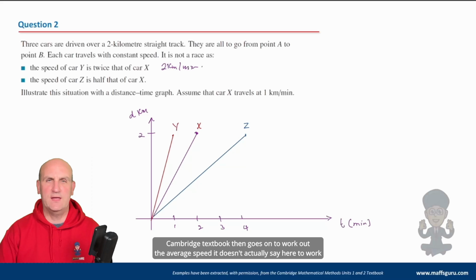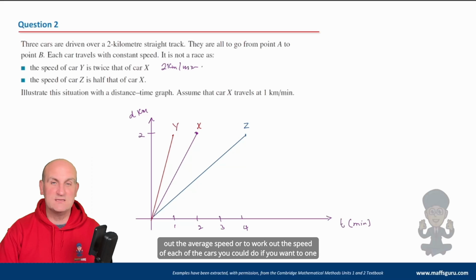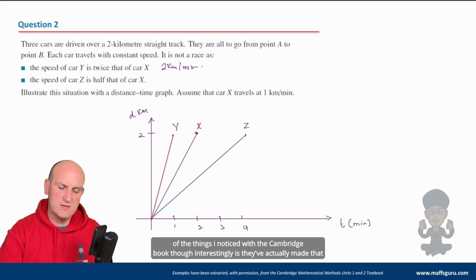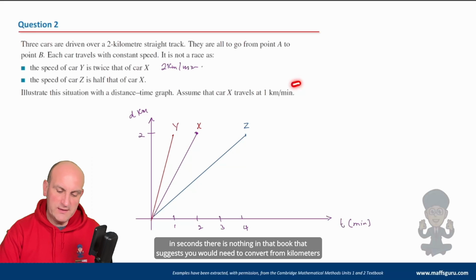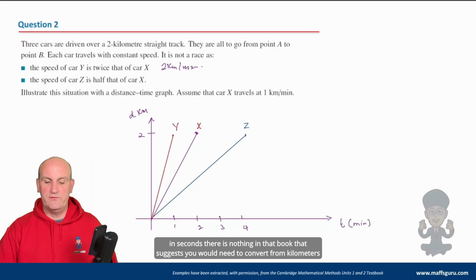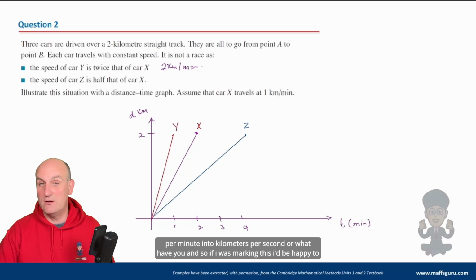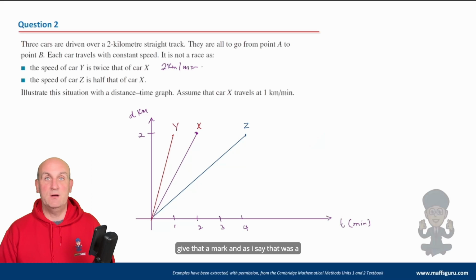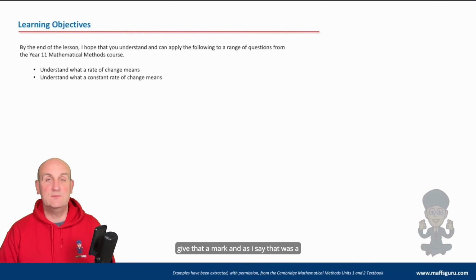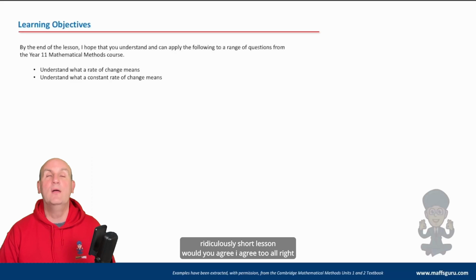Now, the Cambridge textbook then goes on to work out the average speed. It doesn't actually say here to work out the average speed or to work out the speed of each of the cars. You could do if you want to. One of the things I noticed with the Cambridge book, though, interestingly, is they've actually made that in seconds. There is nothing in that book that suggests you would need to convert from kilometers per minute into kilometers per second or what have you. And so if I was marking this, I'd be happy to give that a mark. And as I say, that was a ridiculously short lesson. Would you agree? I agree too.